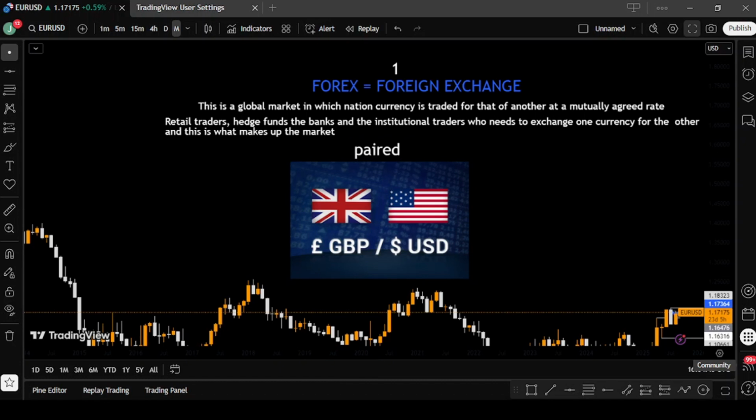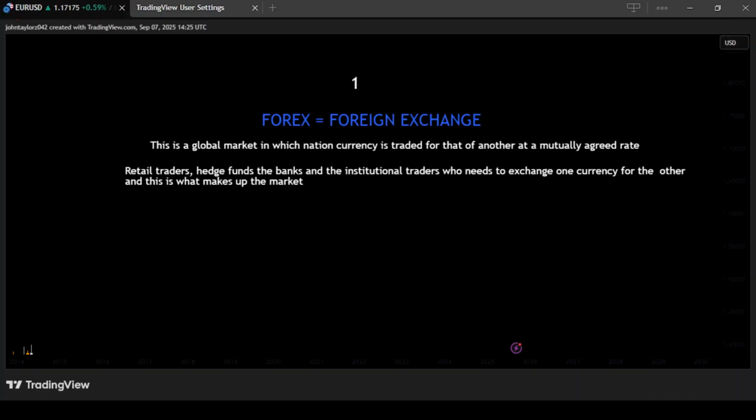So forex, what is forex? A lot of people have been asking, what is forex? Forex simply stands for foreign exchange. Just so simple. This is a global market in which one nation's currency is traded for another at a mutually agreed rate.